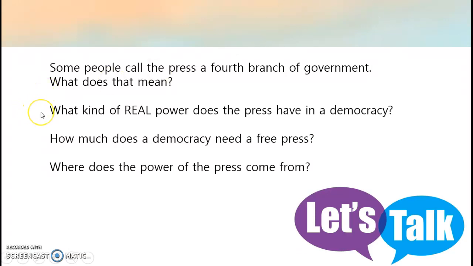And what about this question? What kind of real power does the press have in a democracy? Think about that. These are things I just want you to be thinking about as we go through this lesson. And how much does our democracy really need to have a free press? And finally, where does the power of the press come from? So if you want to pause the recording and maybe discuss these questions with your learning coach for a couple of minutes and see what their opinion is on this.